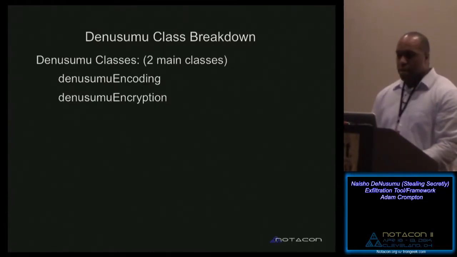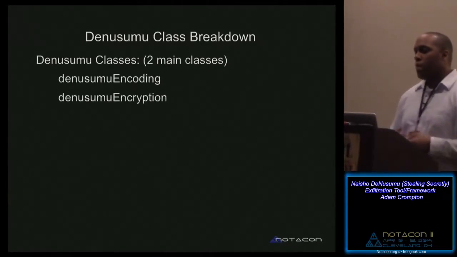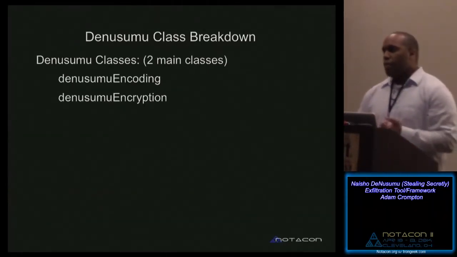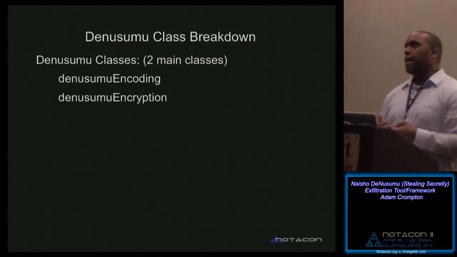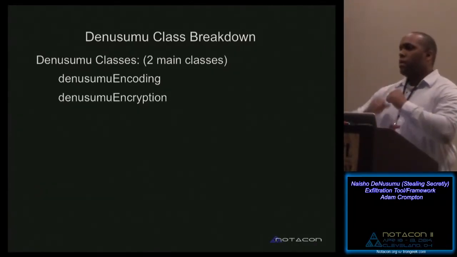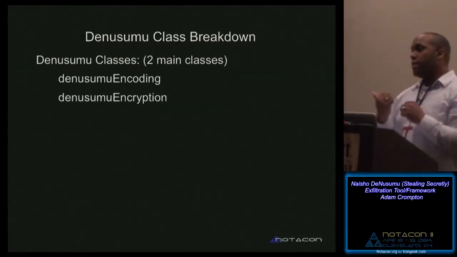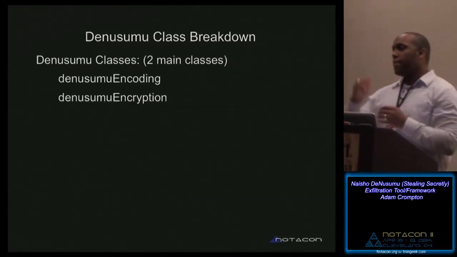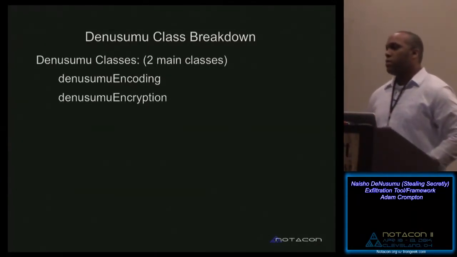DeNusumu is broken up into 2 main classes, the encoding class and the encryption class. If you're using AES, the private key that you use to decrypt it, you're okay with, but you're going to have to know how to decode the data. Let's say you RSA the data, then you base 64 the data, and then you hexed it. On the other side, using DeNusumu to decrypt it, you're going to have to use hex, base 64, RSA, right? Thumbs up? Awesome.